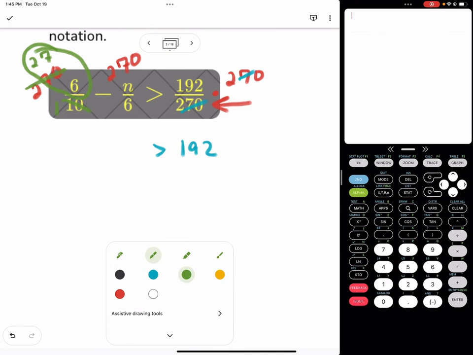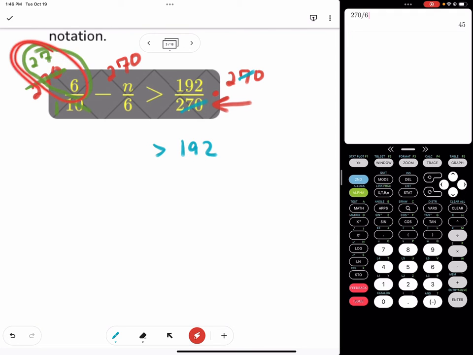The same thing goes for my 270 here and my 6. I'm going to carry out that 270 divided by 6. I'll just grab my calculator here. 270 divided by 6. It's 45, so this simplifies to just 45. So I have a 6 times 27 here. So we will do that on our calculator.